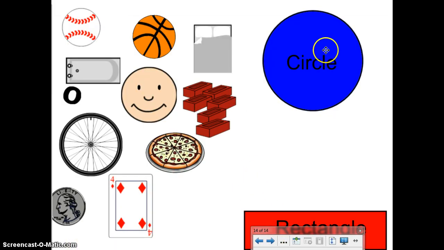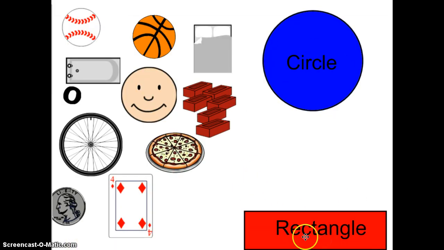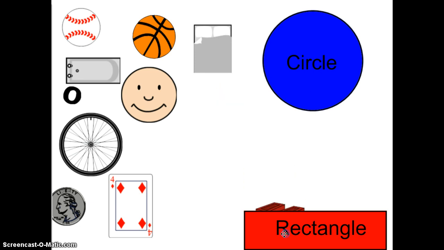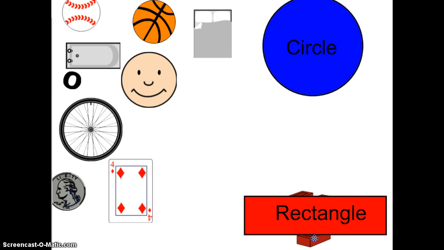So let's see, we have the circle category and the rectangle category. And so a pizza, that looks like it's circular. So you drag it to the circle and it will accept it. And then the rectangle, it'll accept the rectangle, and so forth.